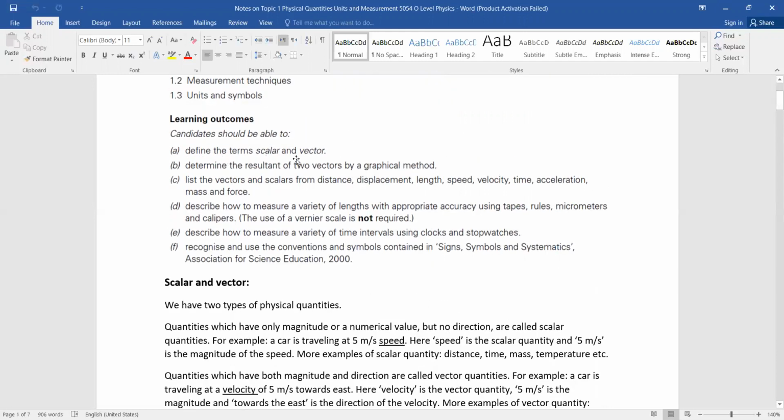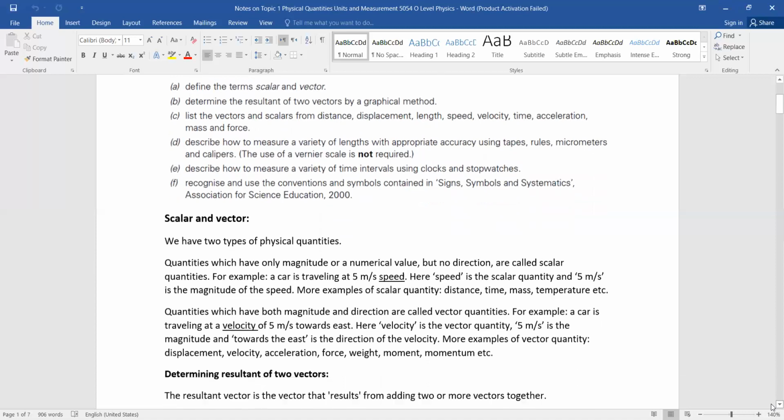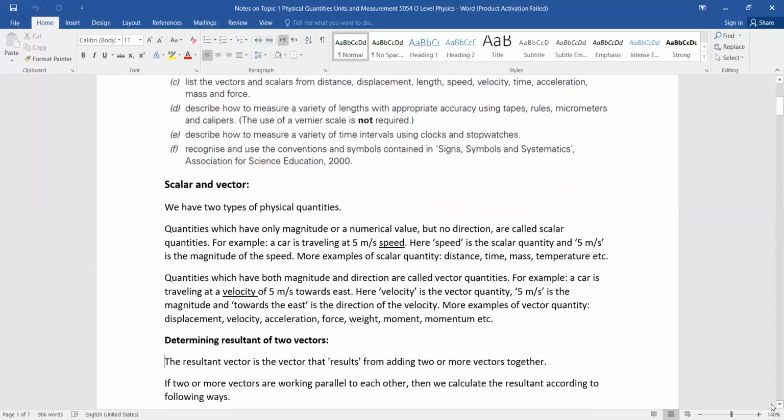So here is the first learning outcome: define the terms scalar and vector. And here you have to list the vectors and scalars from distance, displacement, length, speed, velocity, time. So we are combining these two learning outcomes in the first discussion, that is scalar and vector. You know what is called a scalar quantity?